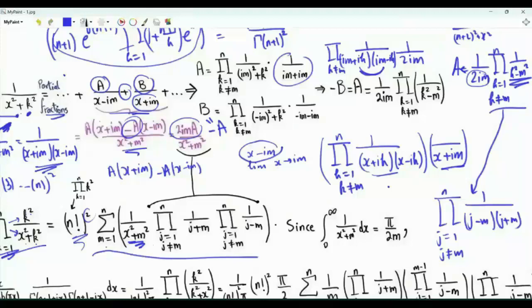We need to integrate this sum with respect to x from 0 to infinity. This integral is 1 over m tan inverse x over m. When x is 0, this is 0. When x tends to infinity, the arctangent function tends to pi over 2. When we do the integration, we get pi over 2m. Now our integral is converted into a sum with n terms.